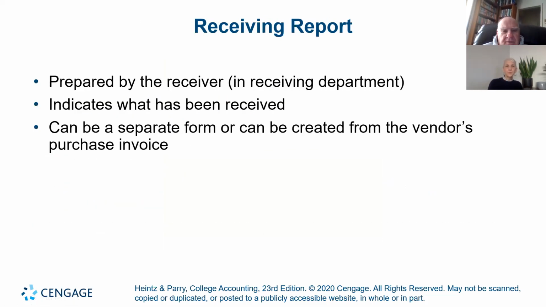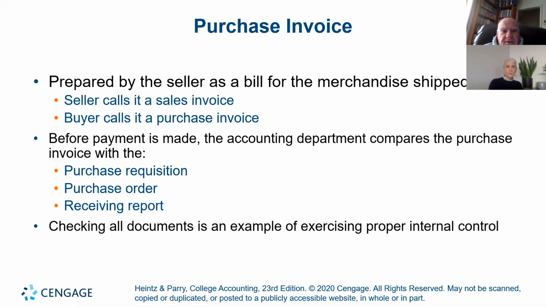The receiving report is prepared in the shipping and warehouse area. The goods arrive, you count them, and there should be some kind of packing slip with it, and you write out your receiving report. What you're doing is indicating what has been received, and it can be a separate form or it can be created from the vendor's purchase invoice, okay? So the purchase requisition and the purchase order and the receiving report are all probably going to come up to accounting eventually.